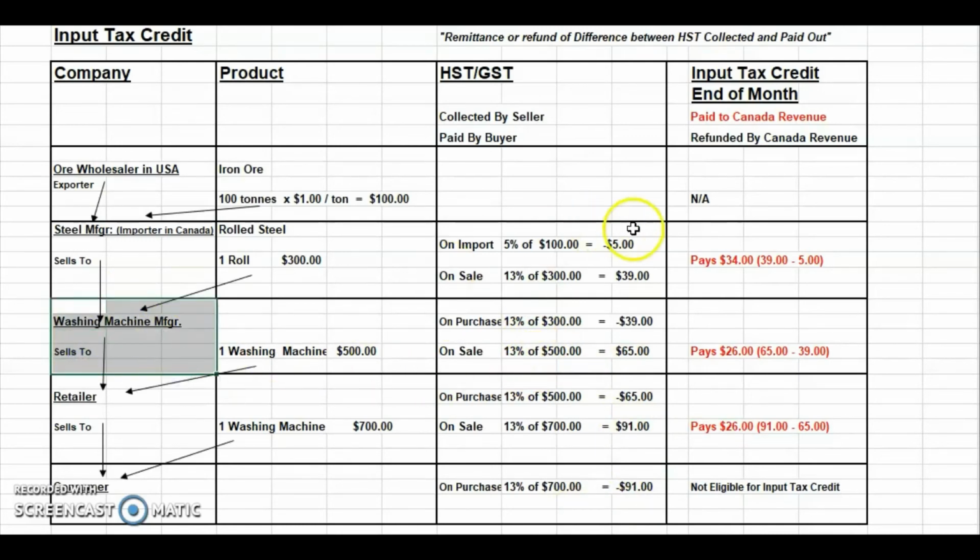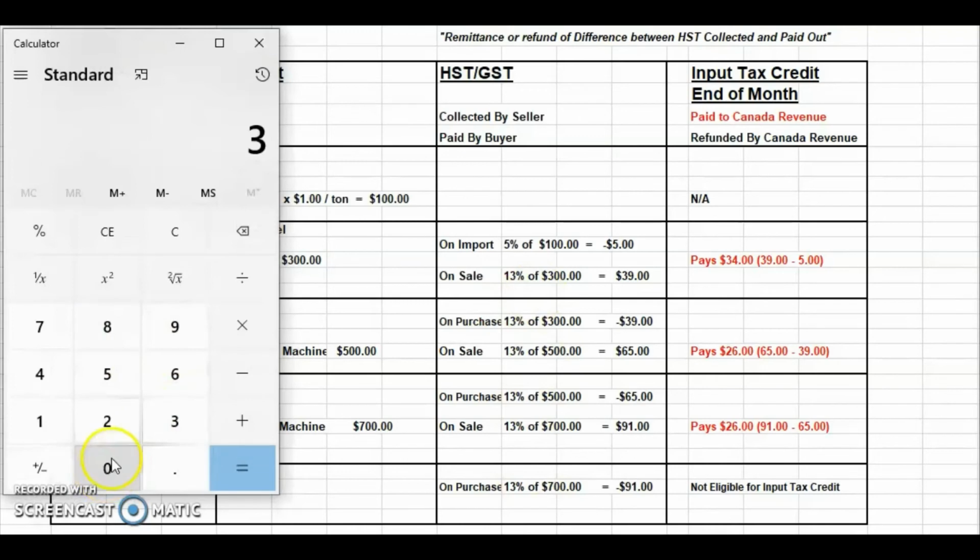Now, the washing machine manufacturer purchased the steel for $300, made a washing machine out of it, and sold it to the retailer for $500. The value added is $200. So they purchased the steel for $300 and they sold it for $500.